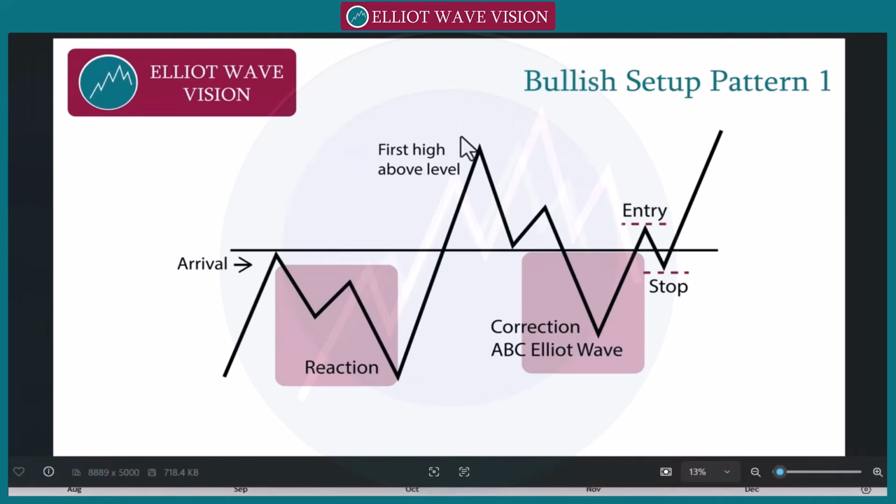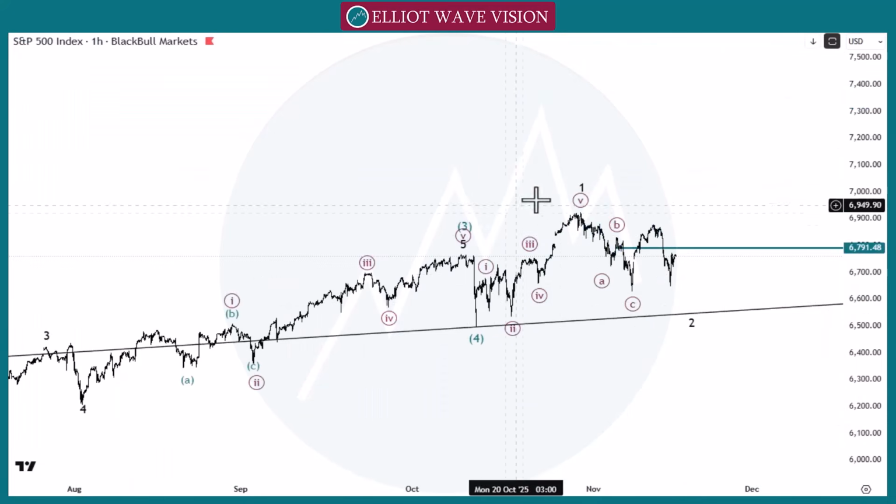But overall, if the market gives us the classic trading level pattern like this: arrival, reaction, first high above level A, B, and C, then we will go with the new impulsive move which we are talking about at this point in SP500. Then we will shift our stop entry point with wave B, and we shift our stop from this point to this point and then this point after crossing this leg. So this is the case for SP500.